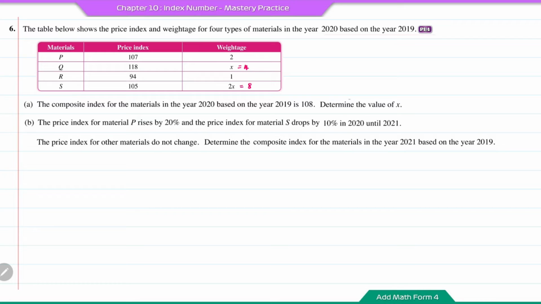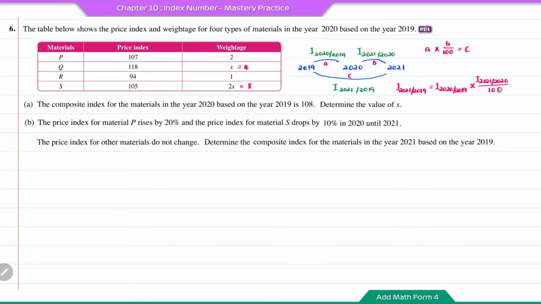Question B. The price index for material P rises by 20% and the price index for material S dropped by 10% from 2020 to 2021. The price index for other materials does not change. Determine the composite index for the materials in the year 2021 based on the year 2019. So first, we need to find the price index for each material in the year 2021 based on the year 2019. So we can use the SMILE method to solve for this part.